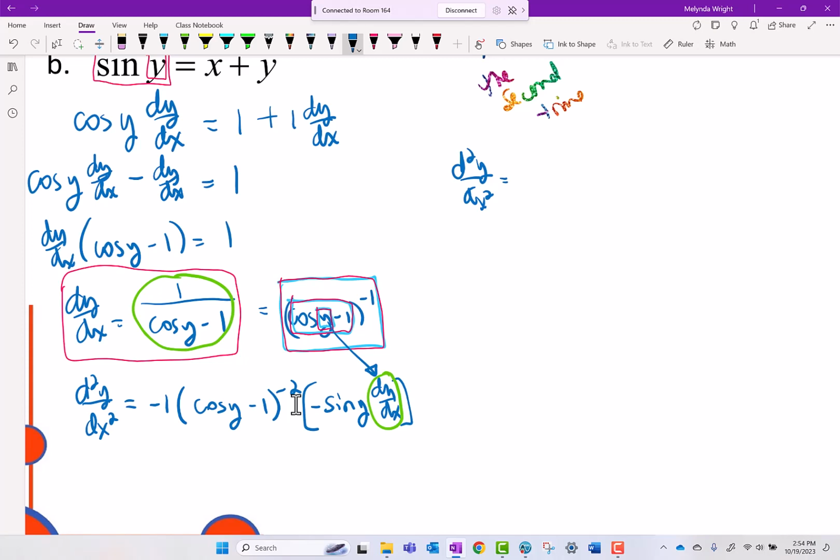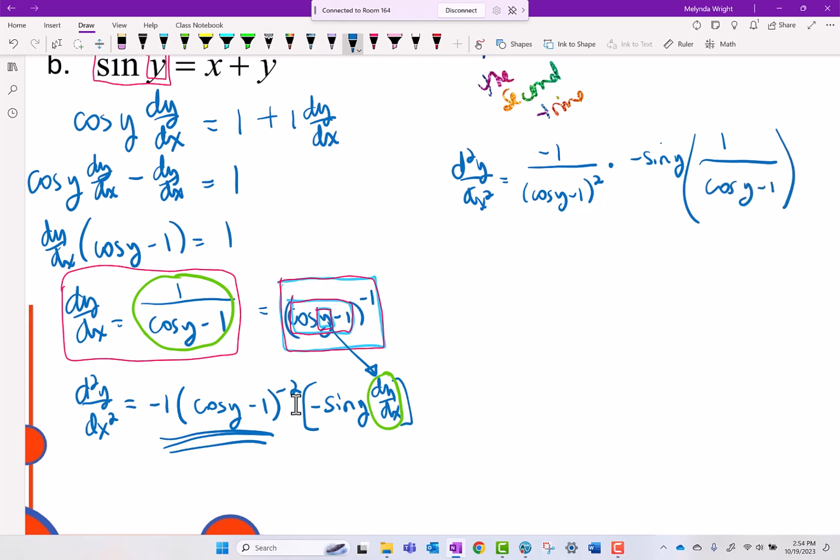So that first one, I'm just going to rewrite as 1 over cosine y minus 1 squared. That's this first piece. I'm just rewriting it. The second piece is negative sine y times, I've got my 1 over cosine y minus 1. I had to stick the dy dx in there. So I'm going to pause here for a second. We all okay?